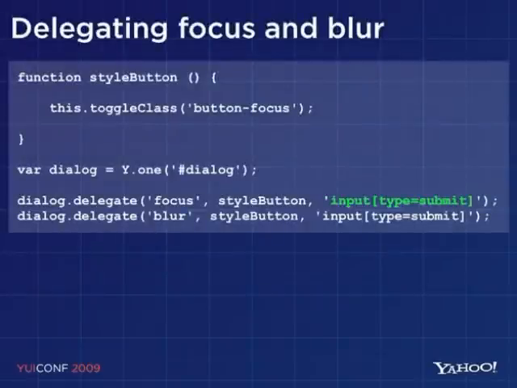So we have our dialog node, the element that represents the root node of our dialog, and we're going to use delegate to only call our style button function when the target of that focus event is an input element of type submit. That way we can provide unique styling to discrete parts of the UI controls that we want to render focus for.